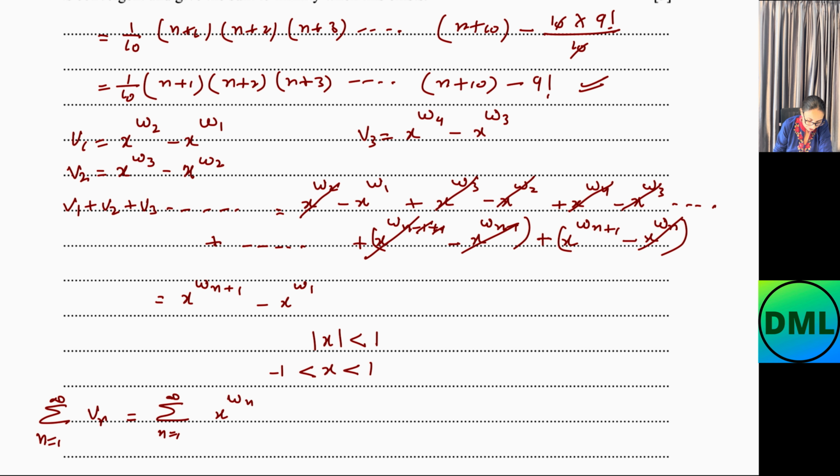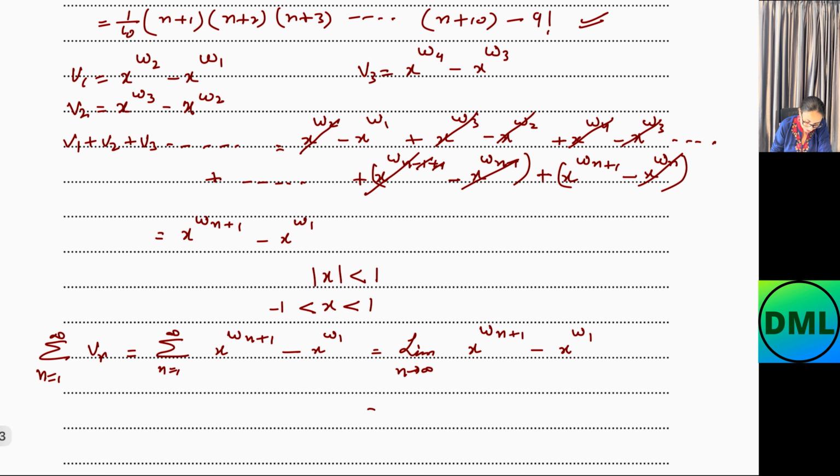x raised to the power wn plus 1 minus x raised to the power w1. I can change this to limit n tends to infinity x raised to the power wn plus 1 minus x raised to the power w1. I know that the value for w1 was factorial 10 here, so I can replace this. This will be written as limit n tends to infinity x raised to the power wn plus 1 minus x raised to the power factorial 10. I need to see what the value for this one is when n tends to infinity.